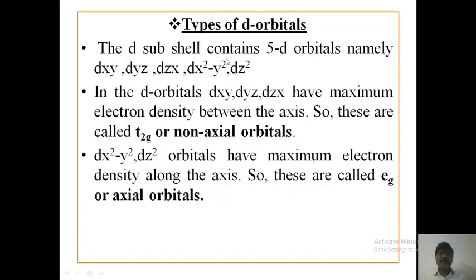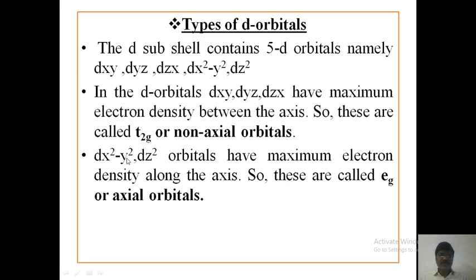Before we go on to discuss the types of d orbitals, the d subshell contains 5 d orbitals, namely dxy, dyz, dzx, dx²-y², and dz². Among these, dxy, dyz, and dzx have maximum electron density between the axes. So, these are called t2g or non-axial orbitals.